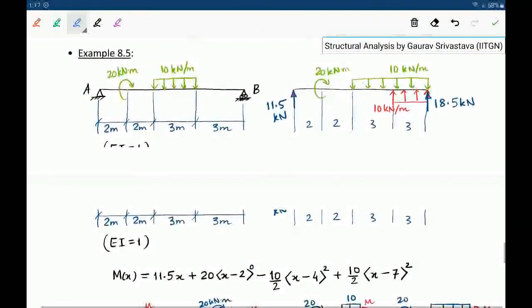Let's look at a little more complicated example. Let's say this is a simply supported beam of span 10 meters. There is a concentrated moment applied at 2 meters, and then there is a partial UDL on this span which starts at 4 meters and ends at 7 meters.